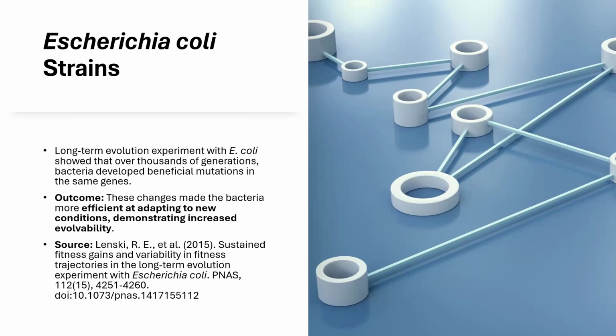Then we look at biology. Richard Lenski has done amazing work with long-term evolutionary experiments with E. coli in a lab over thousands of generations. Bacteria develop beneficial mutations in the same genes and therefore became more efficient at adapting to new conditions, demonstrating increased evolvability.